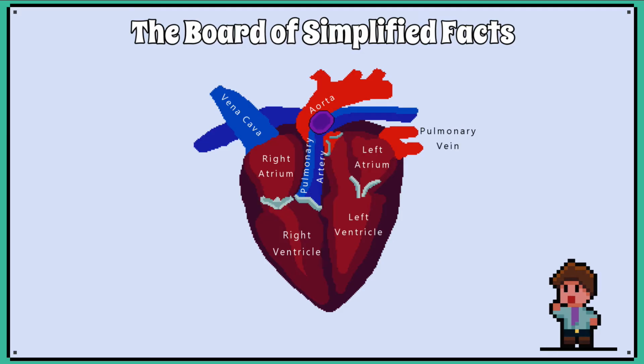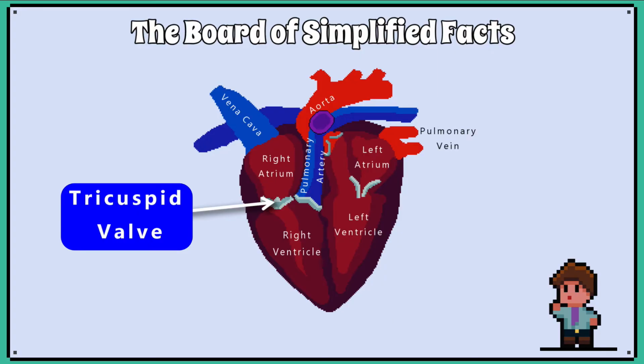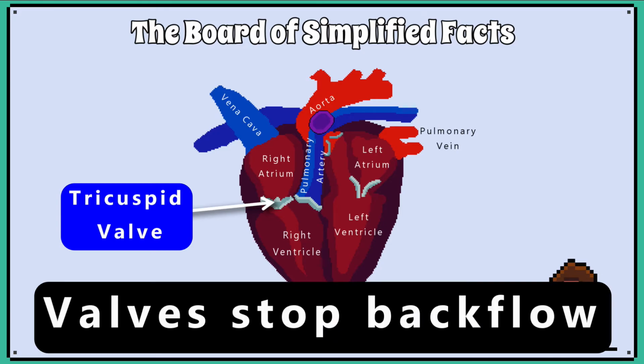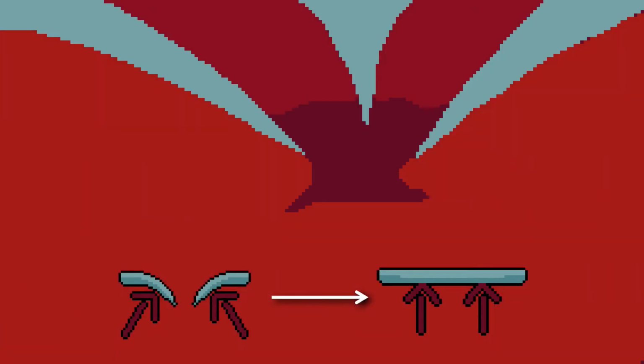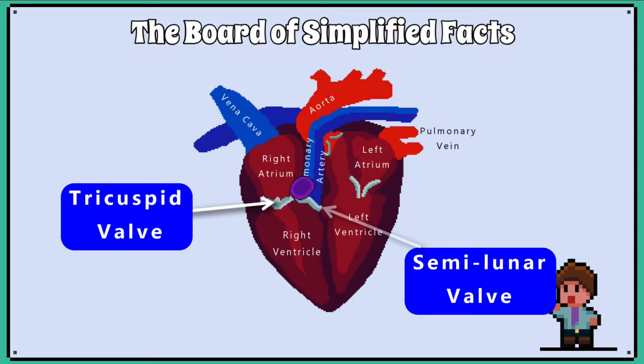Remember, all arteries carry blood away from the heart, and the name artery has nothing to do with whether they are carrying oxygenated blood or not. The tricuspid valve between the right atrium and the right ventricle stops the blood from flowing back into the right atrium. Valves stop backflow, meaning they only let blood travel in one direction. The tricuspid valve shape means that when the blood pushes against the flaps, they shut and close the path between the right atrium and right ventricle. The same is true of the semilunar valve of the pulmonary artery.